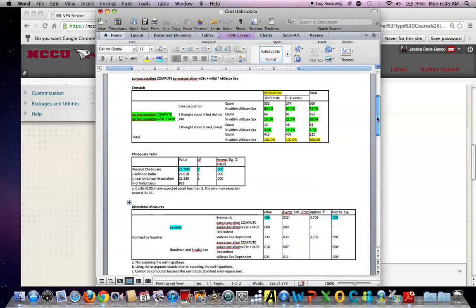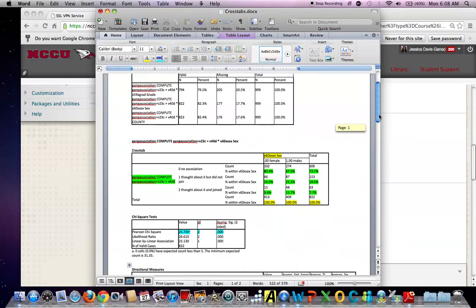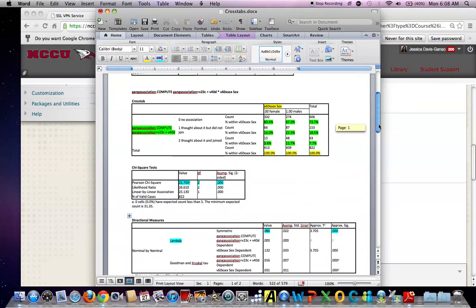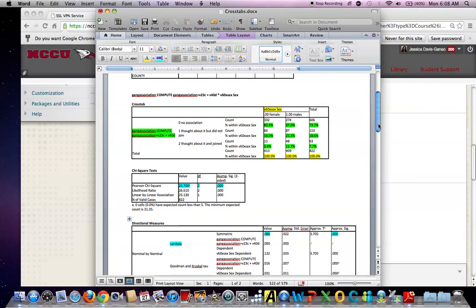Okay, so here the first thing we want to do is identify a dependent variable and an independent variable. Our dependent variable, as we discussed in the last video, is gang association. Our independent variable is sex. And we know that because again our 100% are in the columns, and therefore sex must be our independent variable.